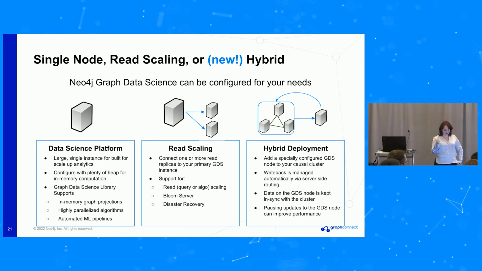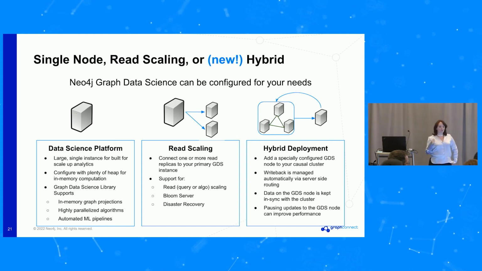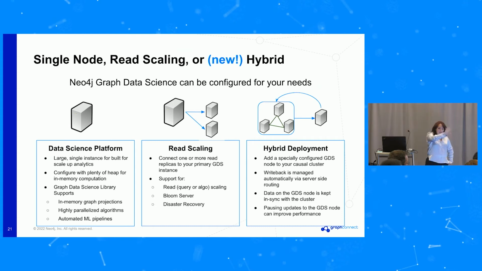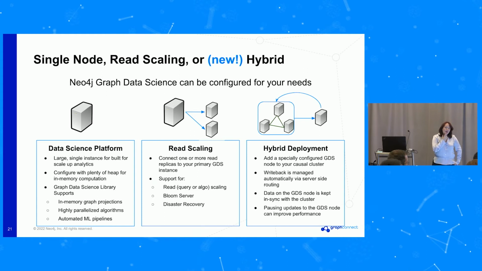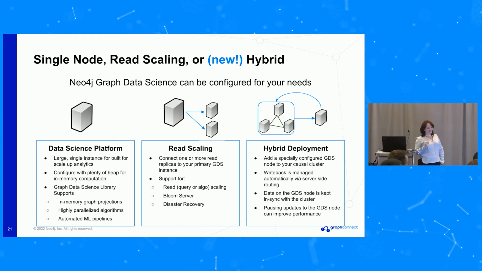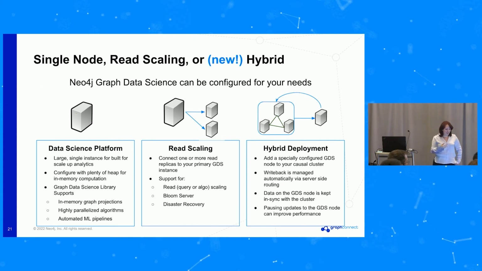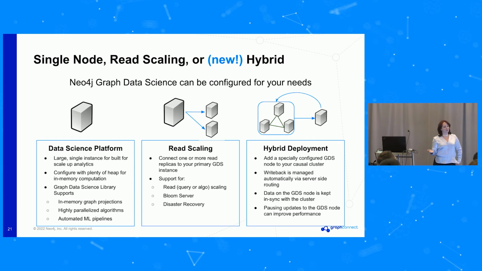The newest architecture that we've introduced with our 2.0 release is hybrid deployment. Probably a lot of you in this room have causal clusters that you're running with Neo4j, and you're like, but I want to do graph data science. And maybe you didn't listen to me and you installed GDS on your leader, and it was a bad experience. But now we provide you with a recommended experience.